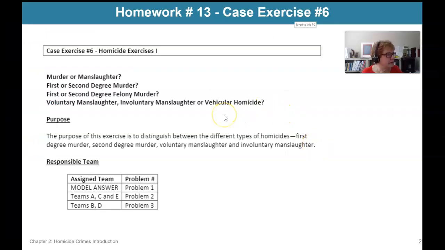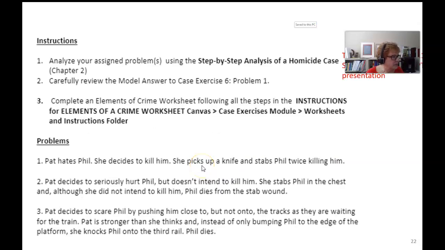Okay, so the model answer that I'm going to share with you is from homework number 13, case exercise number 6, problem number 1. And we did go over this in class, in our last class on Thursday. The problem is: Pat hates Phil. She decides to kill him. She picks up a knife and stabs Phil twice, killing him. That's all the facts we have.